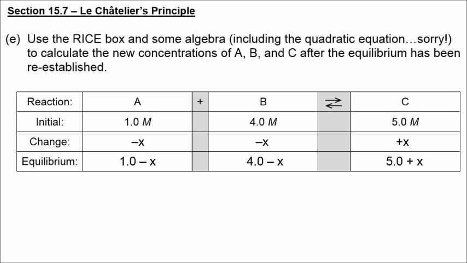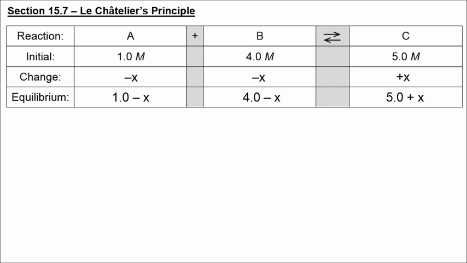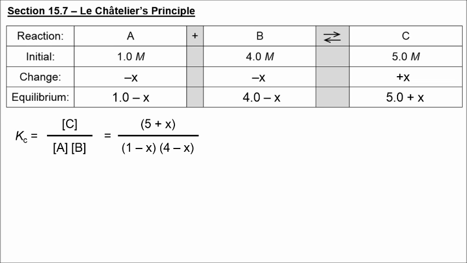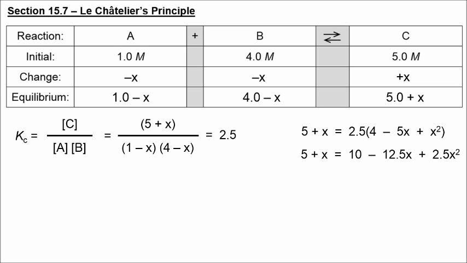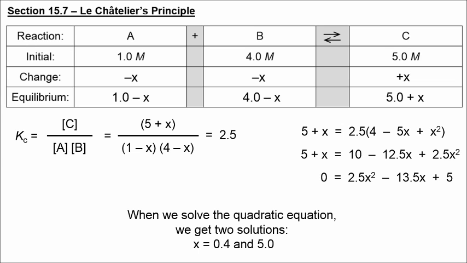That's why it's minus x for the reactants and plus x for the products. So we have C divided by A and B. So (5 plus x) divided by the product of (1 minus x) times (4 minus x). And that is equal to 2.5, which was the original equilibrium constant. Now we have to do the math, which involves the quadratic equation. So when we do this math, we get two values for x, 0.4 and 5.0. So 5.0 is the nonsense answer because you can't have a negative concentration at equilibrium.